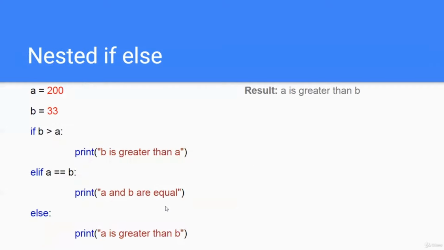Next control statement is nested if else. If there are more than two conditions, we are going to make use of nested if else. In this case, we want to see which number is greater or what is the condition between A and B. So there can be three scenarios.